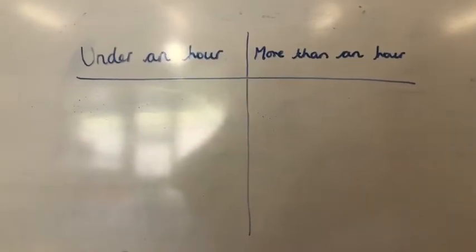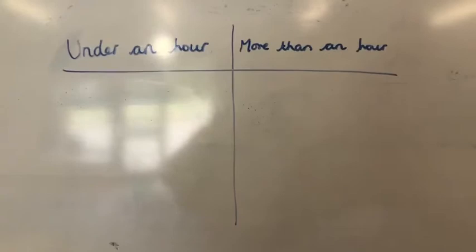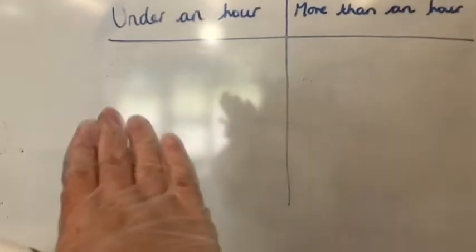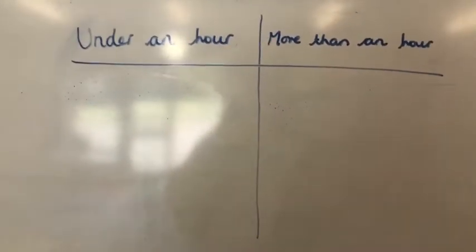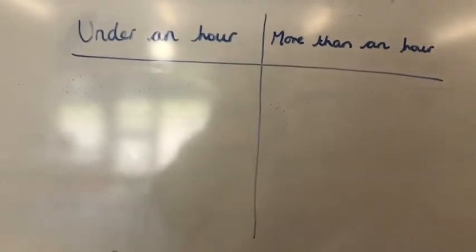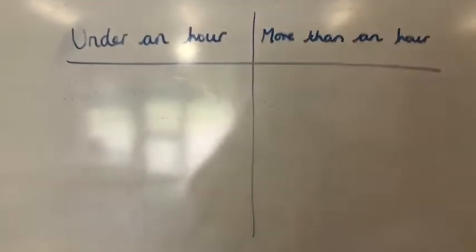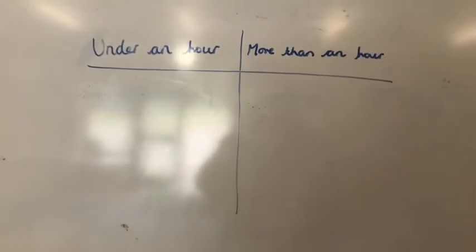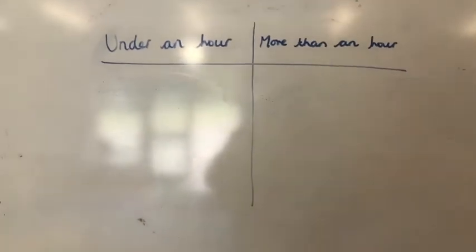Okay guys, so then what I'd like you to do is to draw a table just like this in your book, okay? And on one side we've got under an hour, and on the other side we've got more than an hour. So the first thing you need to do is think about the things that you are going to do in your day and think about how you are going to measure the time that it takes you, okay?